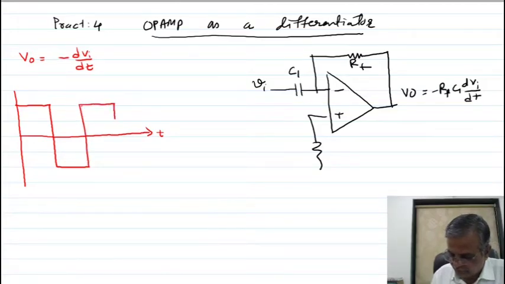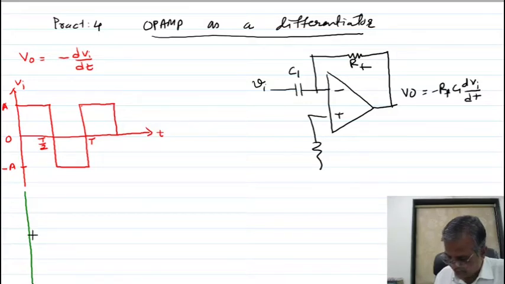This is your square wave input. This is 0. This is T by 2. This is your T. This is your maximum amplitude, say A. This is the input. This is minus A. Now let us see what your output waveform is.